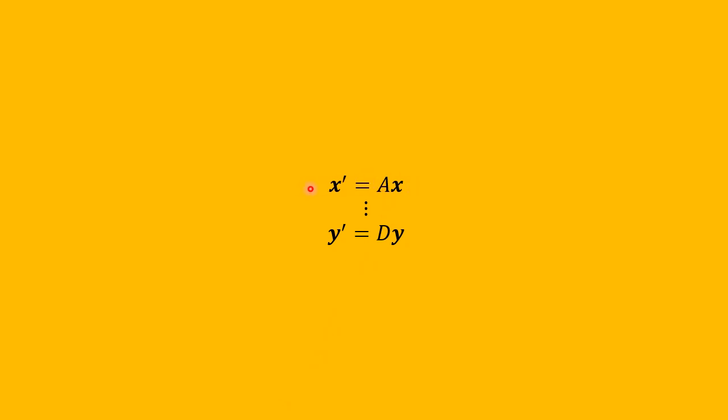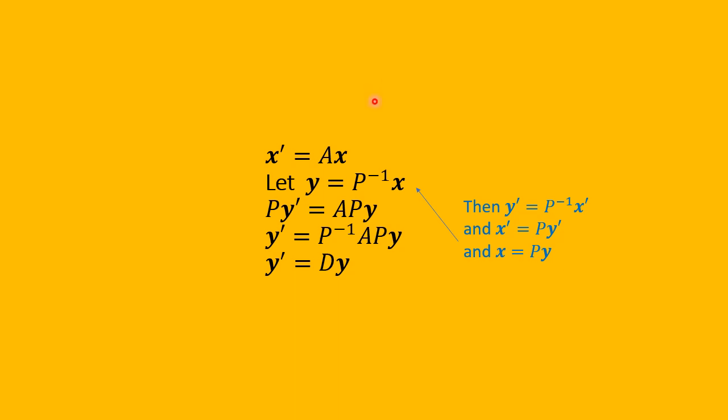We want to start with the system of equations x prime equals a matrix A times x, and we want to use diagonalization to change this into the form y prime equals a diagonal matrix times y. So let's see the details. If x prime equals the matrix A times x, x is a vector function of time t, let's say. Then let's make the following substitution.